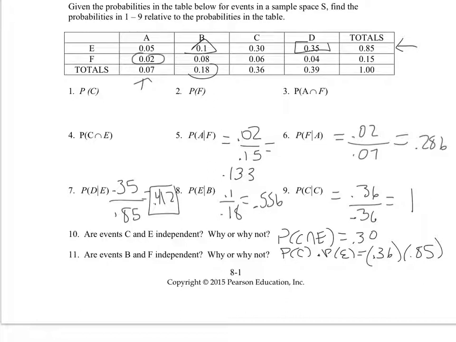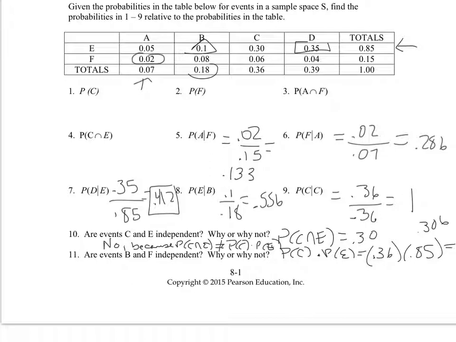I'm going to come up with 0.306. That's very close. But the answer is no, they are not independent, and that is because the probability of C intersected with E does not equal the probability of C times the probability of E. That's the reason why they are not independent.